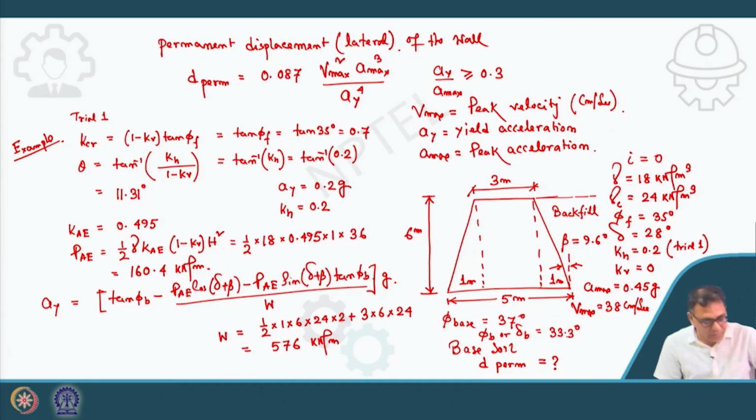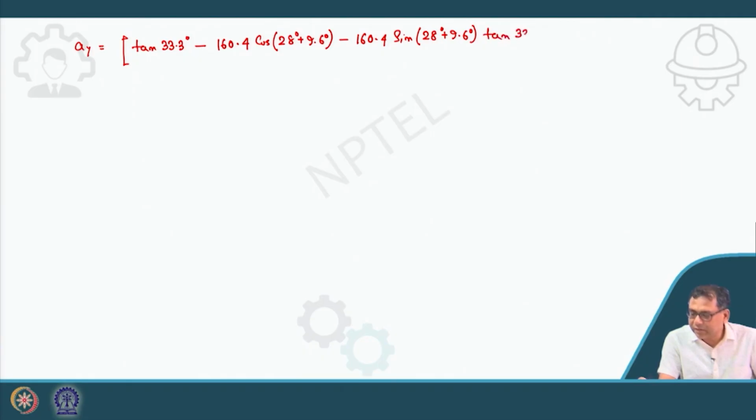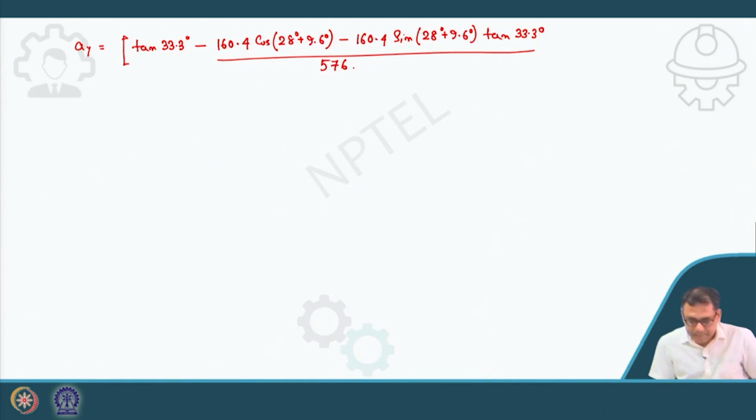Now, if I put these values here, I will get AY. The phi b, or delta b, is 33.3 degrees, so tan 33.3 degrees minus PA, which is 160.4, into cos(28 degrees plus 9.6 degrees), then again minus 160.4 sin(28 degrees plus 9.6 degrees) into tan 33.3 degrees, divided by W, which is 576, into G. After solving this, it gives me the value of 0.55 G.